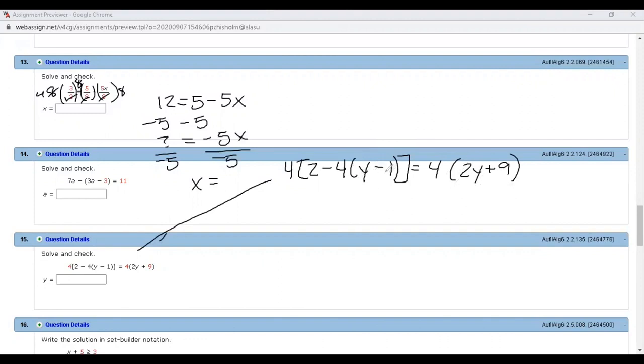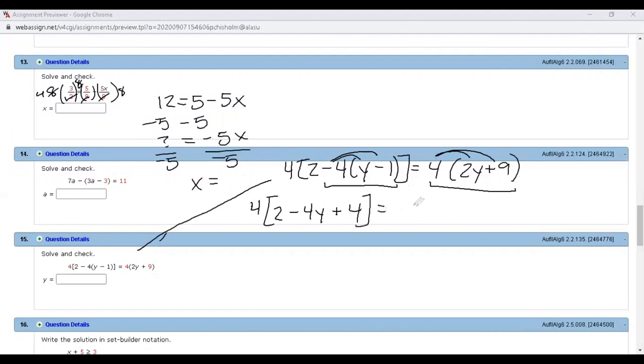But because we're working with a variable, we can't just do y minus 1. So this -4 in front here, we have to distribute that to the y and to the -1. The same with this +4 here. We have to distribute it to the 2y and the 9, okay? So let's go ahead and do that. So let's copy this 4 here, our bracket, and this 2. Now, -4 times y is -4y. -4 times -1 is +4. Okay, and we can close that bracket off.